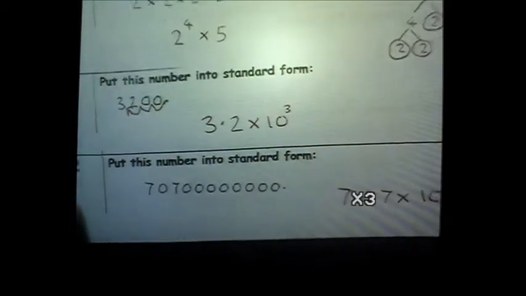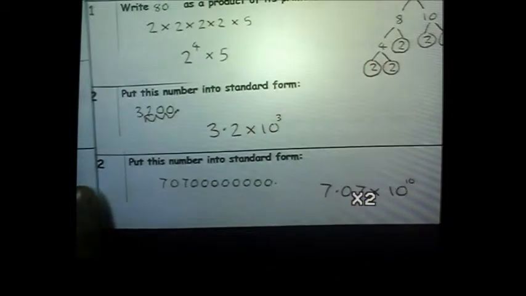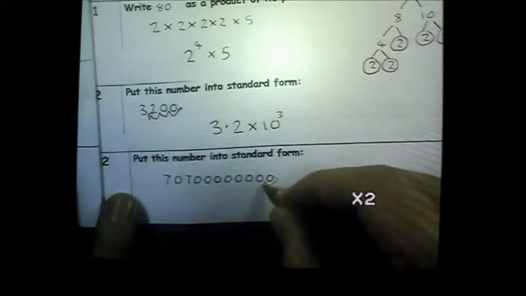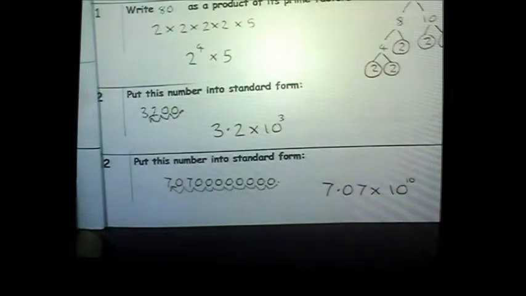The next one, 7.07, because it's got to be between 1 and 10, times 10 to the power 10. 1, 2, 3, 4, 5, 6, 7, 8, 9, 10. That's where the decimal point ends up. So that's why it's that.